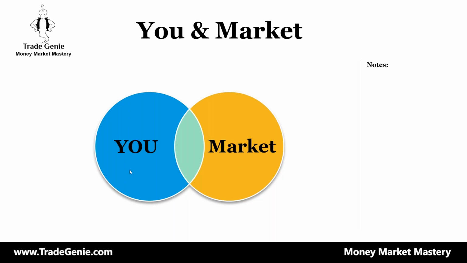So the Venn diagram tells you where you need to focus. I explained to you, this is you, and you are a very complicated person. On the other hand, the market is also very complicated. Think about it: you are the one unique person out of 8 billion. So you're very complicated, and the market is very complicated.